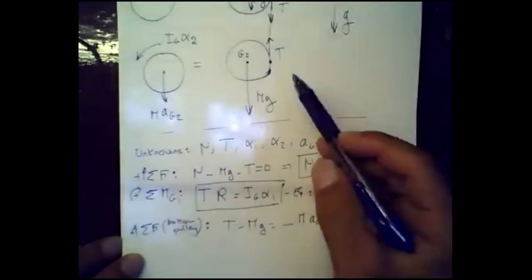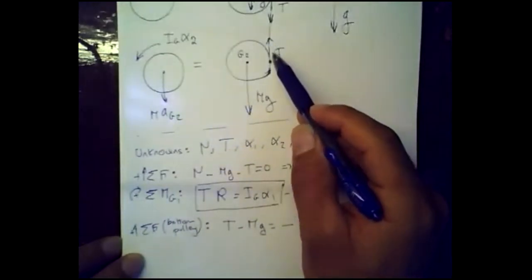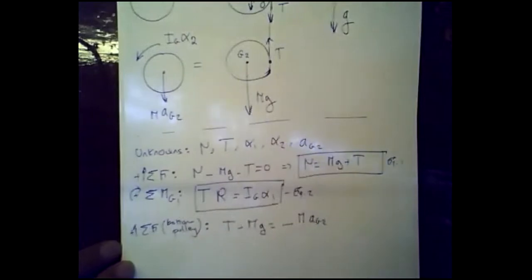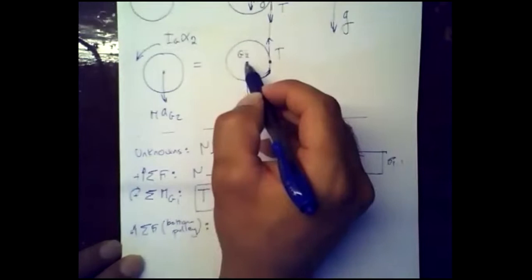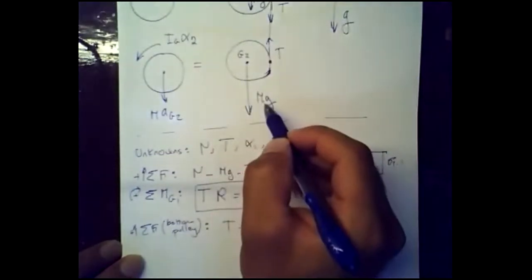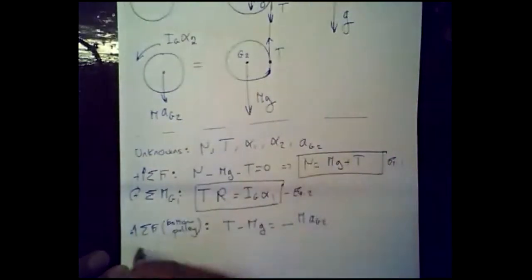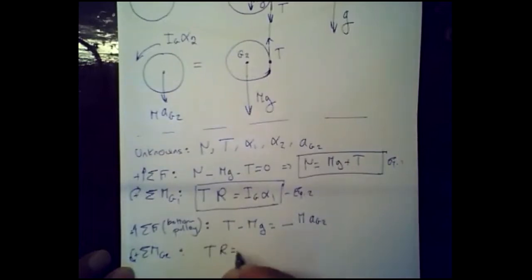So simply summing the forces on this guy in the vertical direction, I'm going to get T minus mg equal to minus m aG2. And I still also have to sum the torques, and probably it's easier if I do it about here, because that way I can cancel the moment arm for mg and also the moment arm for m aG2, right? So sum the moments about point G2, and I'm going to end up with T multiplied by r equal to I_G alpha 2, right?